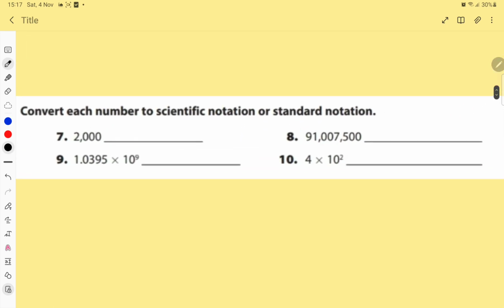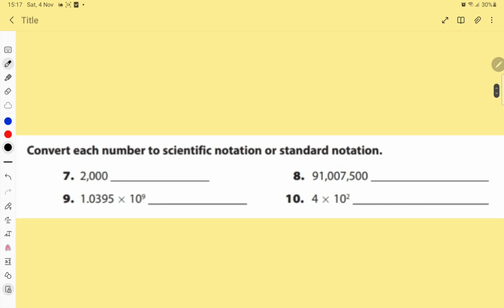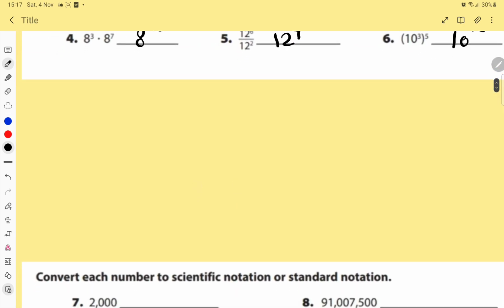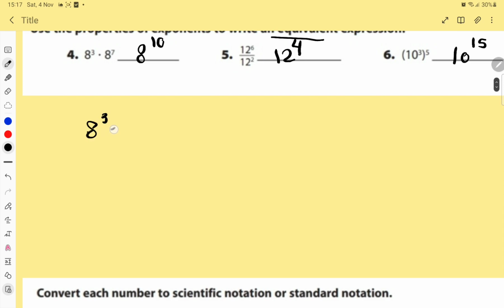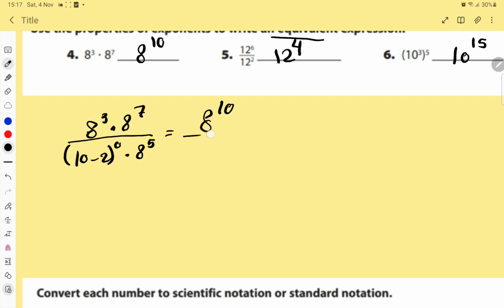Convert each number to scientific notation or standard notation. Before I go to conversion, let's give a little bit challenging question. If you have 8 power 3 times 8 power 7 over 10 minus 2 power 0 times 8 power 5, what would this be? 8 power 3 times 8 power 7 is 8 power 10. 3 plus 7, 10, because there is multiplication. So we add the powers. 3 plus 7 is 10.